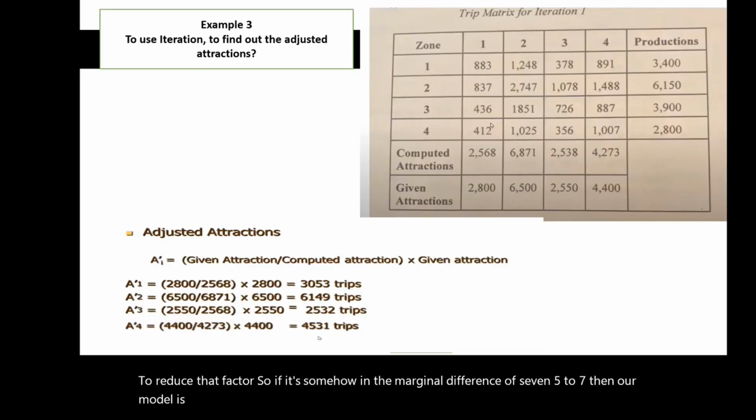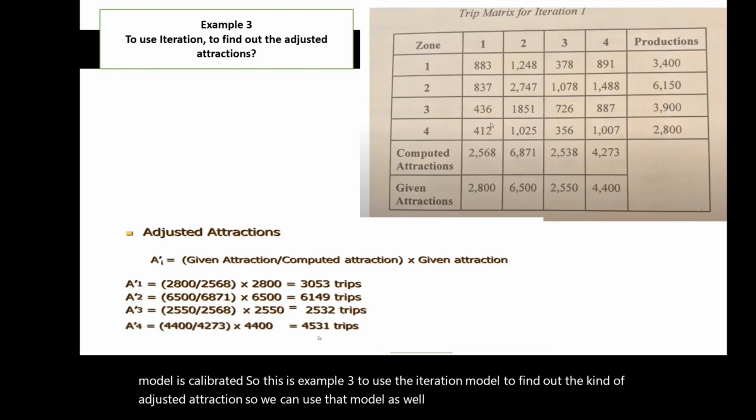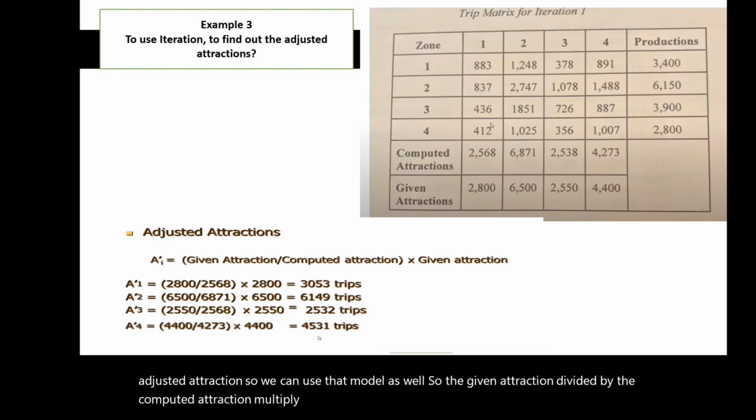This is example number 3, to use the iteration model to find the adjusted attraction. So we can use that model as well: the given attraction divided by the computed attraction, multiplied by the given attraction, to adjust all those trips. So these are the 3 different examples while using the gravity model.